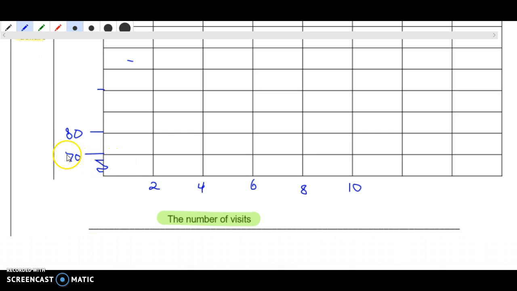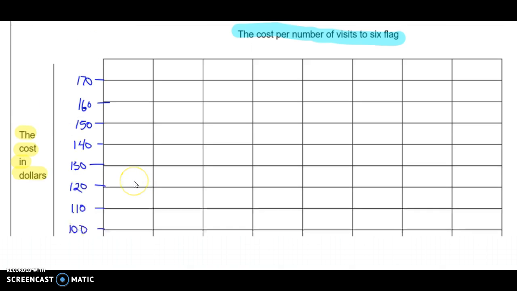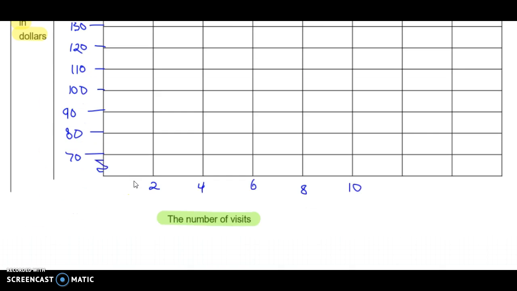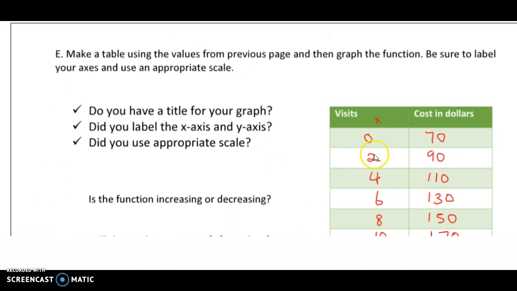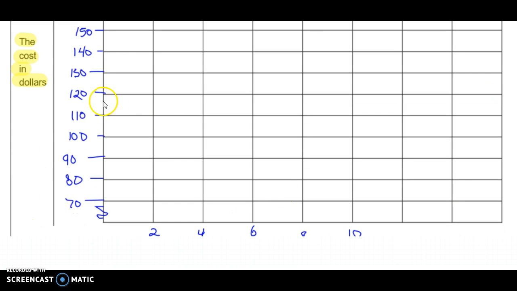So that's our scale. If you notice our x-axis, we're skipping by 2. And our y-axis, we're going to go by 10. So 70, 80, 90, 100, and so on. Okay. So let's start plotting our points. Our first point is 0, 70. I'm going to use a different color. So that's 0 and 70. For 0 visits, the cost is $70.